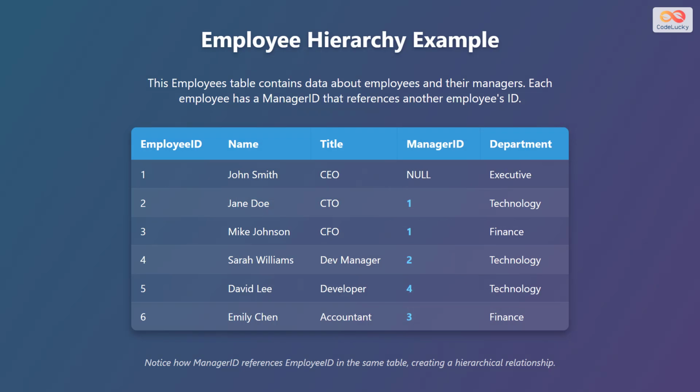Let's consider a practical example using an employees table to illustrate the concept of self-joins. This employees table contains data about employees and their managers. Each employee has a manager ID that references another employee's ID, creating a hierarchical structure within the organization. As you can see, manager ID references employee ID in the same table, creating a hierarchical relationship.